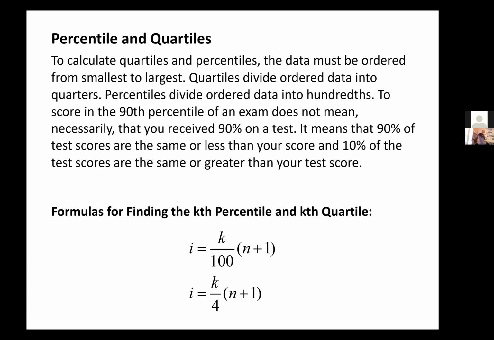So K is 1 if you're looking for the first quartile. It's 2 if you're looking for the second. It's 3 if you're looking for the third. So you take that number, divide it by 4, and you multiply it by n plus 1. Again, n being the number of data values you have, your sample size.